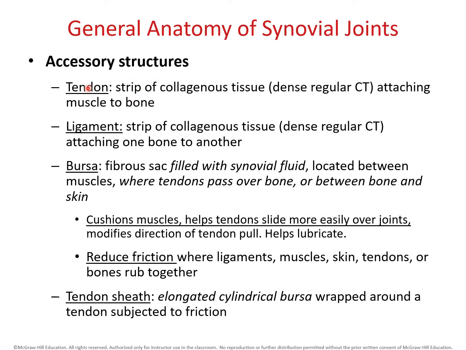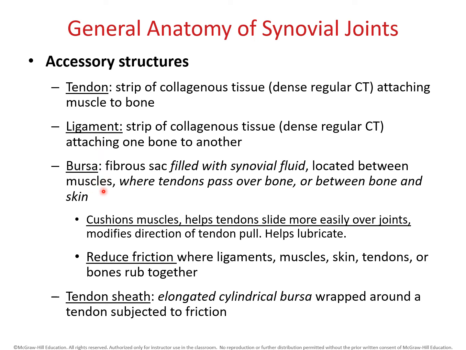Other structures, we call them accessory structures. Tons of other structures we can find in synovial joints. Tendons, as I already mentioned. Tendons, which are made of dense, regular connective tissue, as you remember. These are going to be attaching muscle to bone. Ligaments, also dense, regular connective tissue. We know those are going to be there.